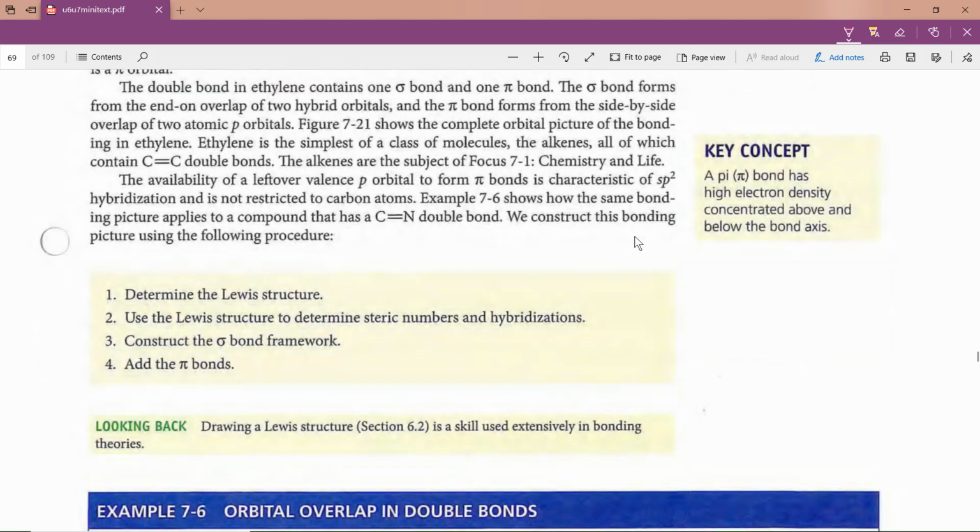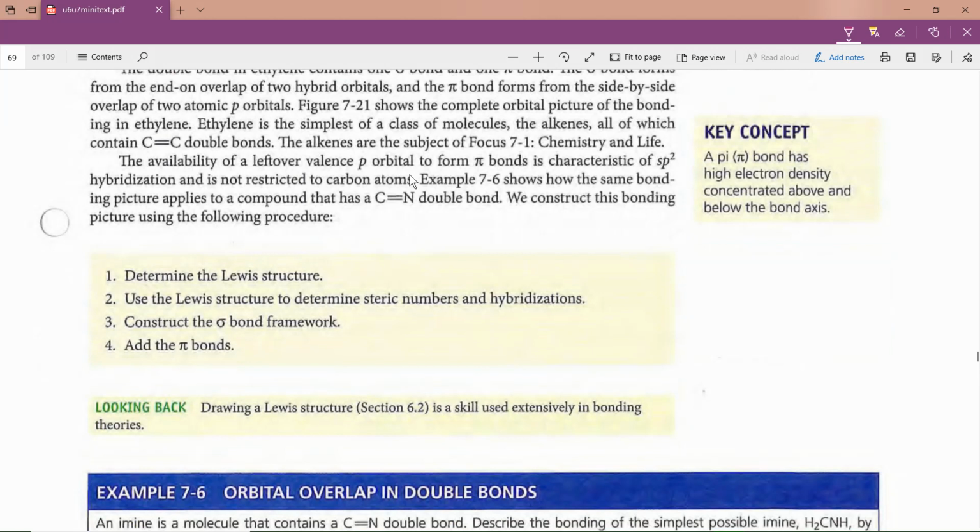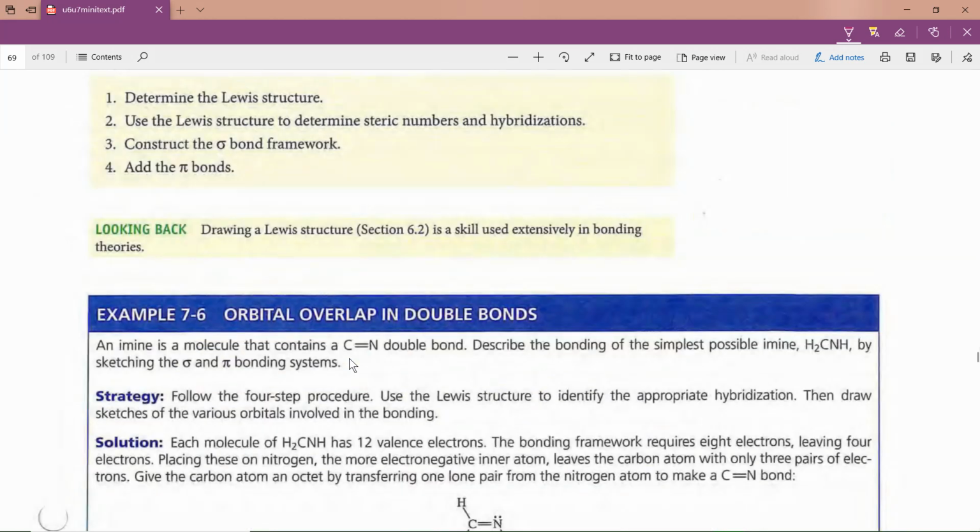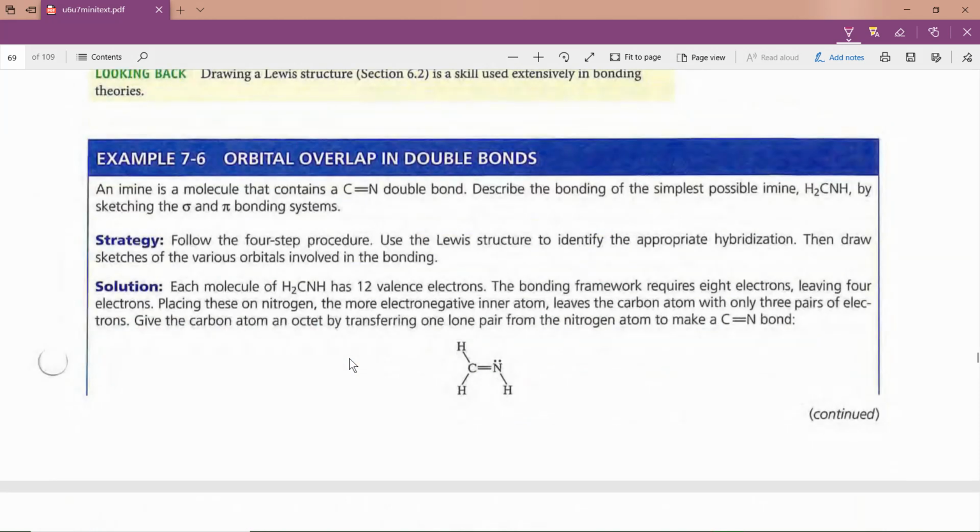Availability of a leftover valence p orbital to form pi bonds is characteristic of sp2 hybridization. And it's not just carbon, we can have carbon bonded to nitrogen and other examples, and that's what we do in example 7.6. So you draw the Lewis structure, determine the steric numbers and hybridization, construct the sigma framework, and then deal with the pi bonds. So usually you deal with the pi bonds at the end. So an imine is a molecule containing a C-N double bond.